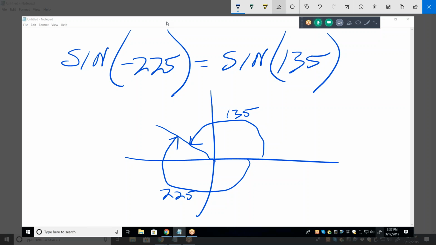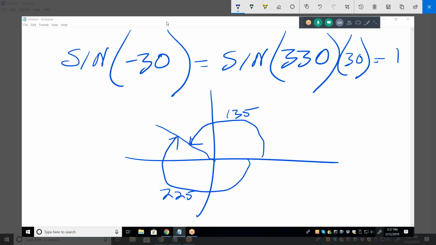The problem is that when you get an angle that is like minus 30, well, it's a lot harder to do it this way, not easier. In other words, it's definitely the same as 330, right? With me? But then I'd have to go through, well, 330 is the same as 30, which is 1/2. And actually it's negative 1/2 because 330 is in the fourth quadrant.